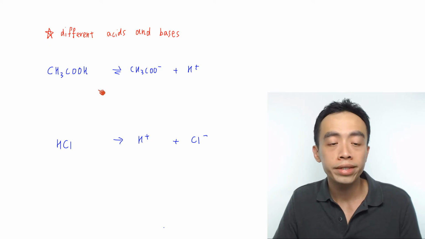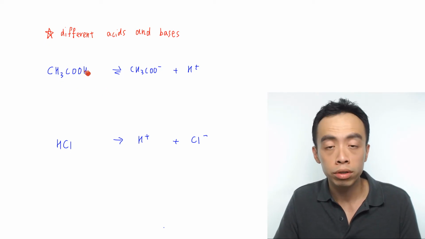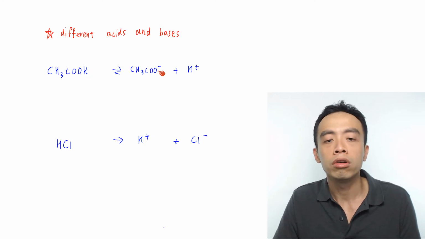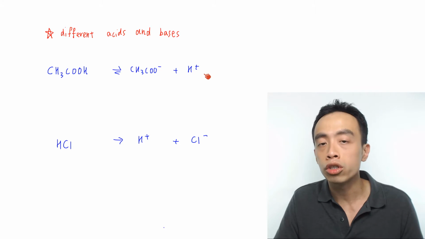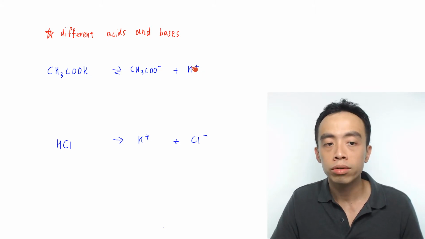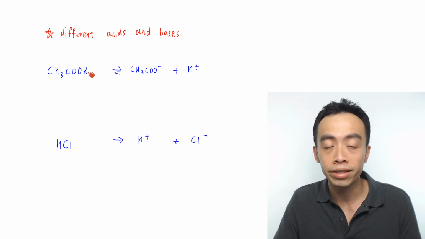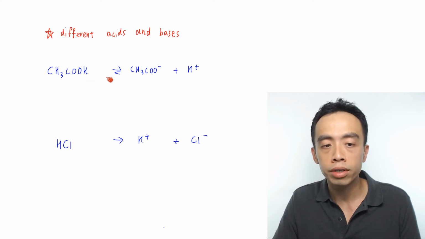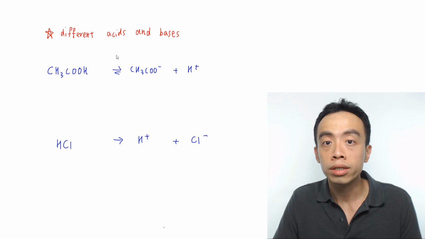For acids, we have two types, a weak acid and a strong acid. We have an example of a weak acid here, CH3COOH. In solution, it undergoes partial dissociation, so we use a reversible sign to represent this partial dissociation to give CH3COO- and H+. Because CH3COOH can donate H+, it is considered an acid. And because it's a partial dissociation, shown with a reversible sign, we call this a weak acid.